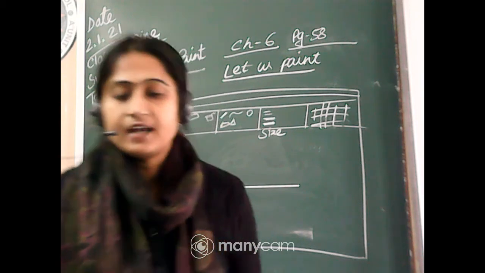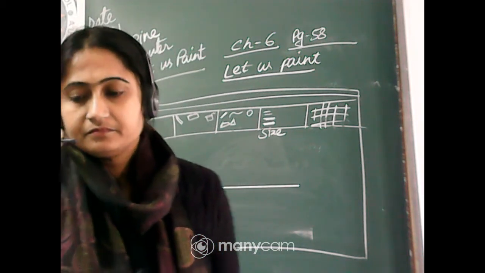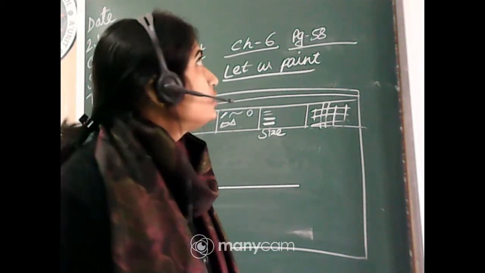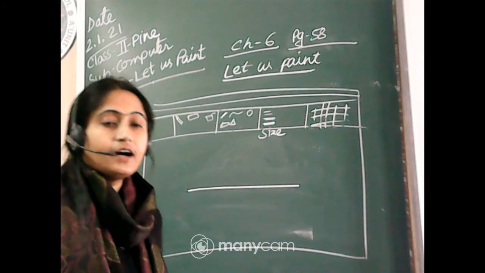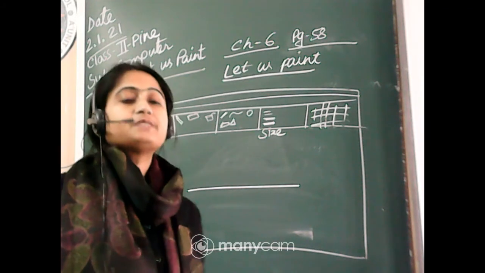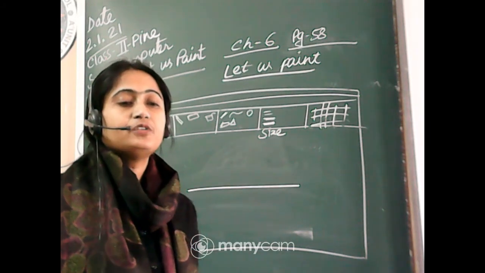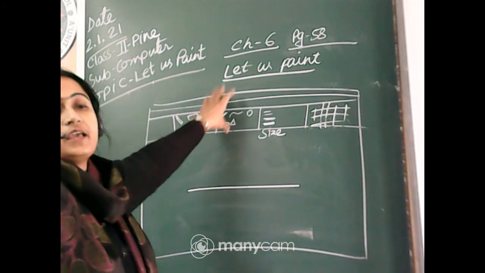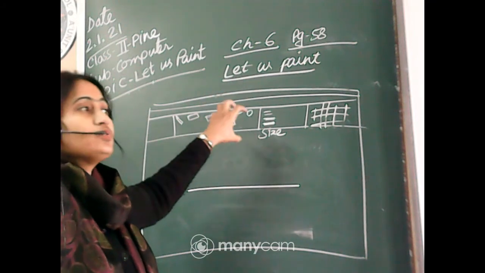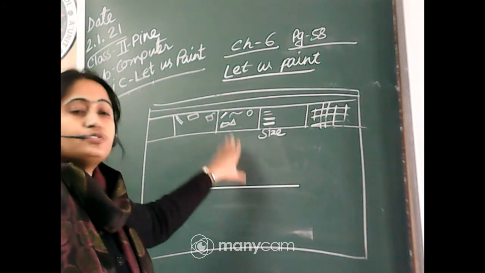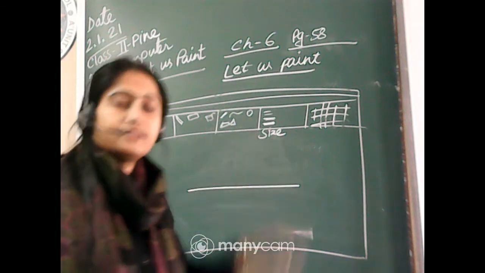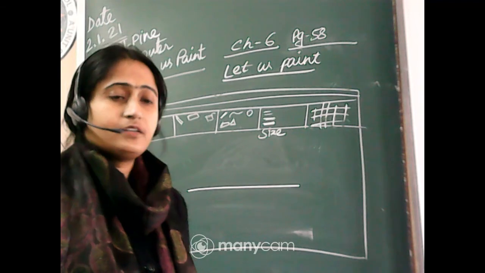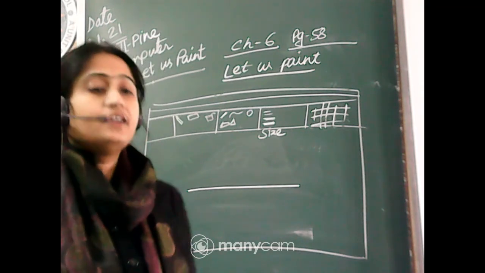Okay, and now I will discuss the curved tool. Where is the curved tool? Curved tool is present in the shapes group. There are different tools there: line tool, curve tool, triangle, rectangle, square, and rounded rectangle. There are different shapes like hexagon, pentagon under the shapes group.